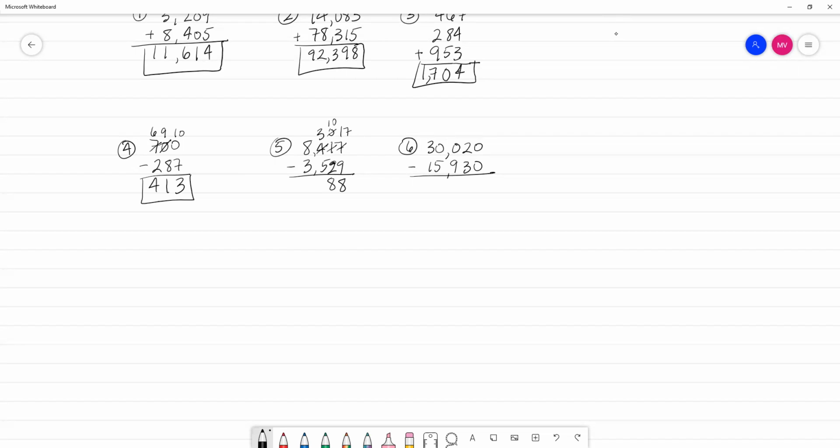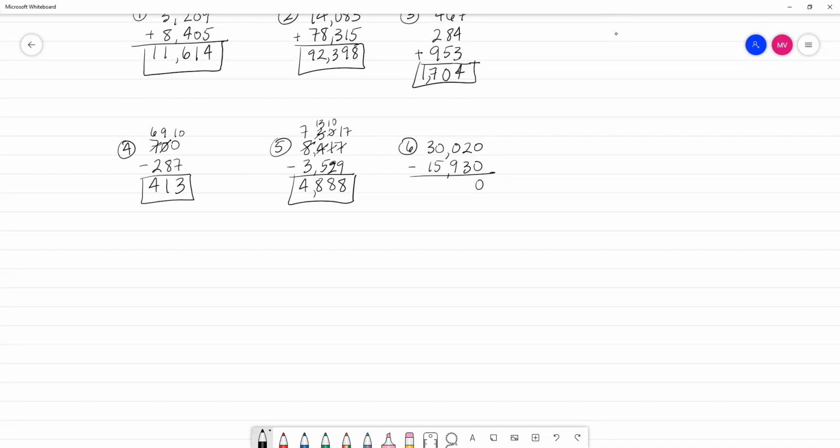And now we have a 3 take away a 5. That's not going to work either. So let's borrow from our 8. That becomes a 7, borrow from our thousands. And then this becomes a 13. 13 take away 5 is 8. And we're done. We're left with our 7. 7 take away 3 is 4. And our solution is 4,888. Okay, last one. 0 take away 0 is 0.